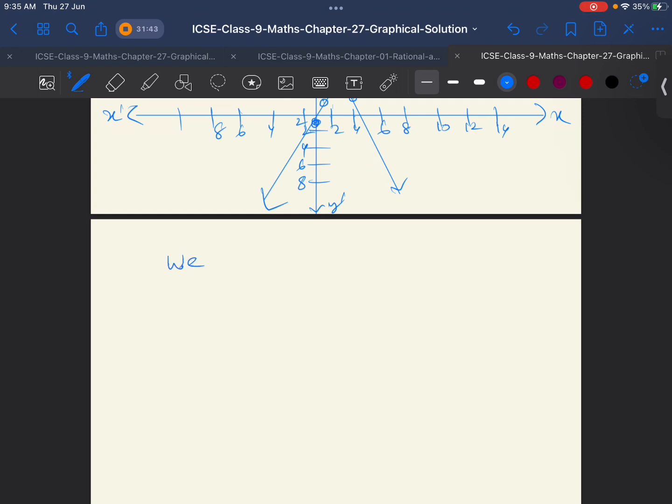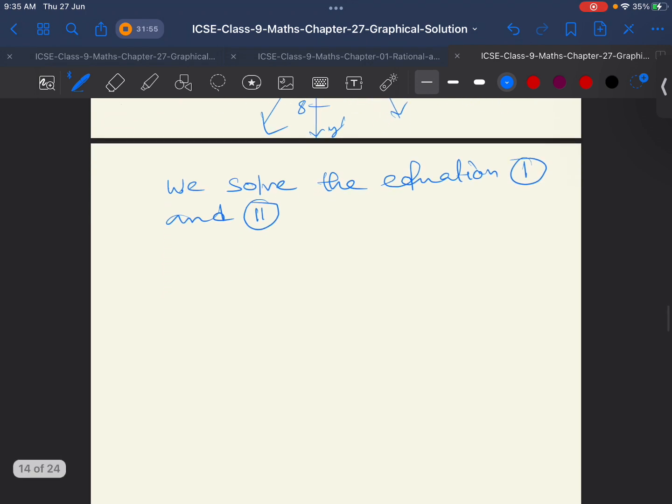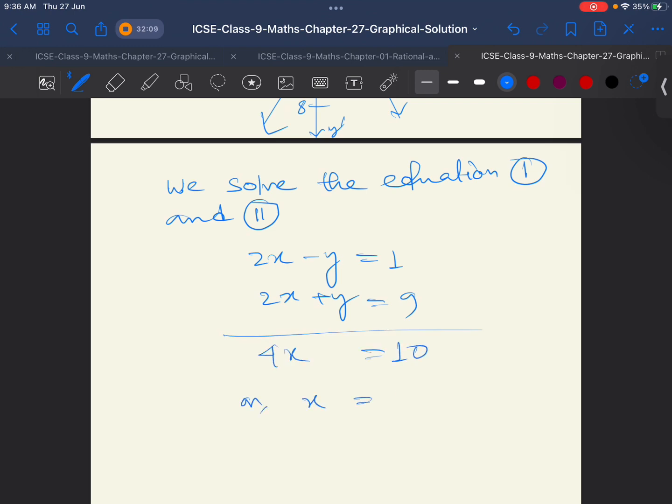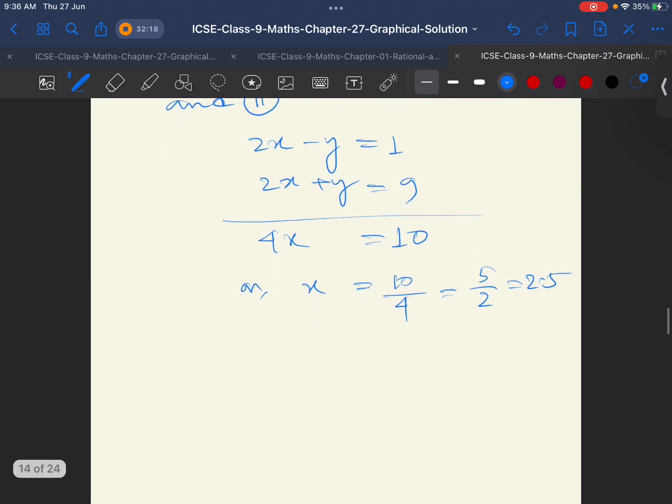So we solve equations 1 and 2. The first equation is 2x minus y equals 1, the second 2x plus y equals 9. Okay, so 4x equals 10, or x equals 10 by 4. So this is 5 by 2, 2.5. Okay, and now we put x equals 2.5 in equation 1.